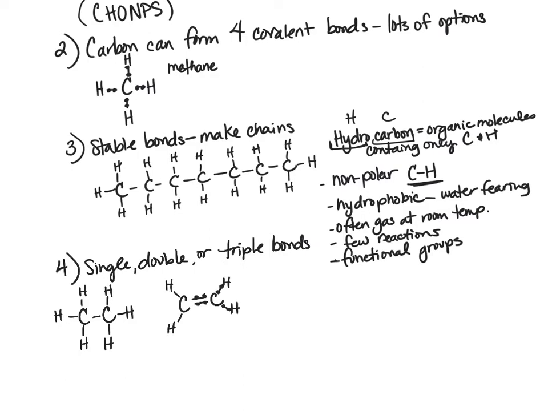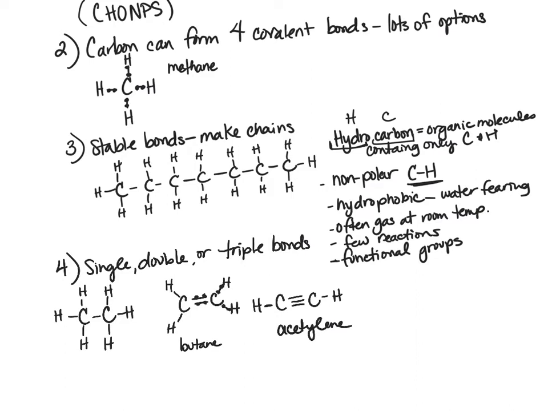So then we can have a double bond. This is butane. And then we can have a triple bond. So each of these lines, again, is a bond, which means that it contains 2 electrons that it's sharing. And this is acetylene.